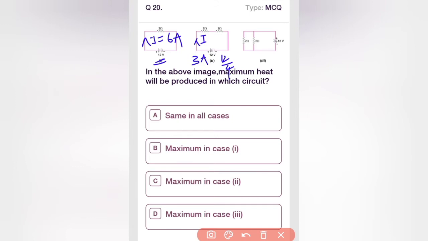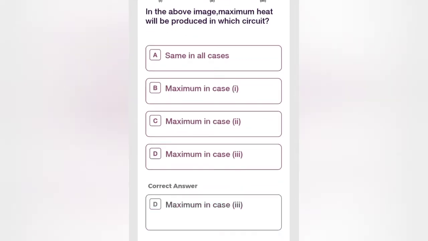What about here? Here we find 2 into 2 divided by 2 plus 2. So that's going to be 1 ohm. So 12 divided by 1 is going to be the current I here. So here we get 12 divided by 1, it's going to be 12 amps. So the current flowing in this third circuit is going to be maximum. Option D is the correct answer.